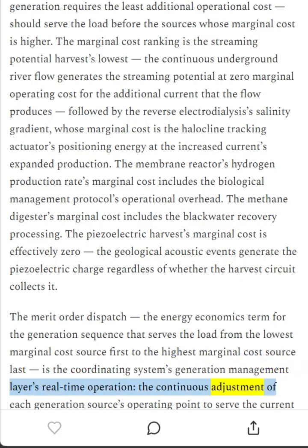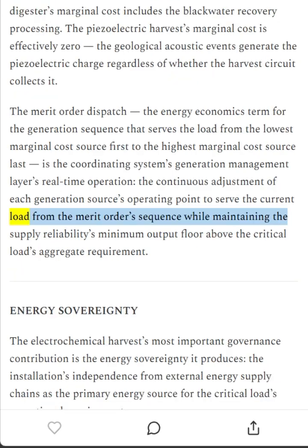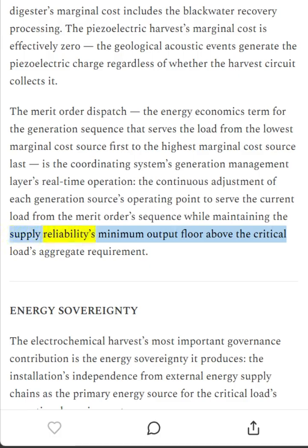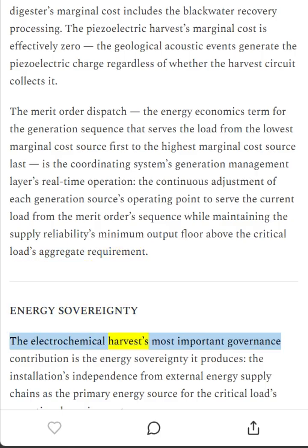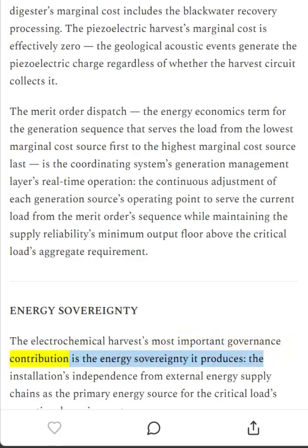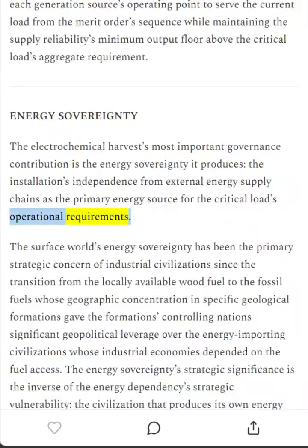The continuous adjustment of each generation source's operating point to serve the current load from the merit order sequence while maintaining the supply reliability's minimum output floor above the critical load's aggregate. Requirement: energy sovereignty. The electrochemical harvest's most important governance contribution is the energy sovereignty it produces, the installation's independence from external energy supply chains as the primary energy source for the critical load's operational requirements.